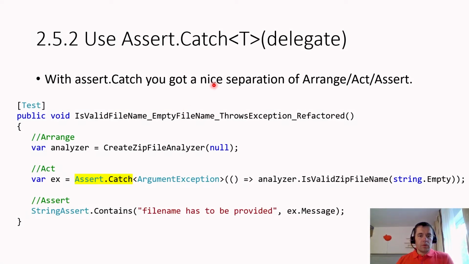Another way to catch this exception, to test for the expected exception, is to use the assert catch, and here you provide a delegate. With assert catch, you get a nice separation of arrange, act and assert. You see, now we don't provide the expected exception attribute, but we use the assert catch. So with this method, we have the arrange, act, and assert pattern nicely. We assert here that this message is what we expected in this case.